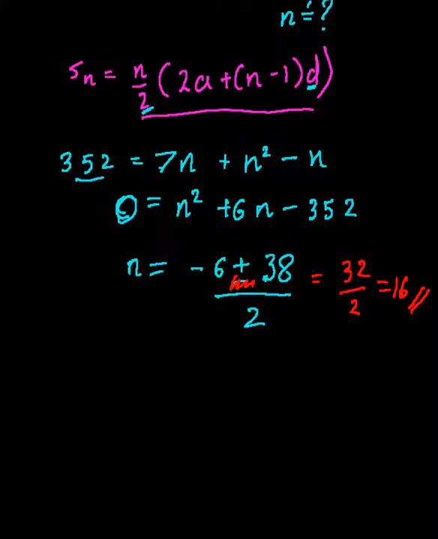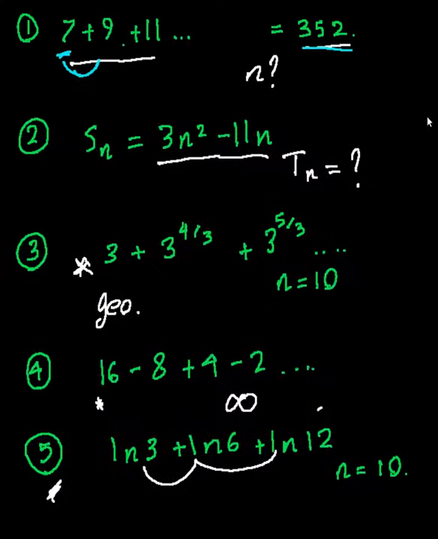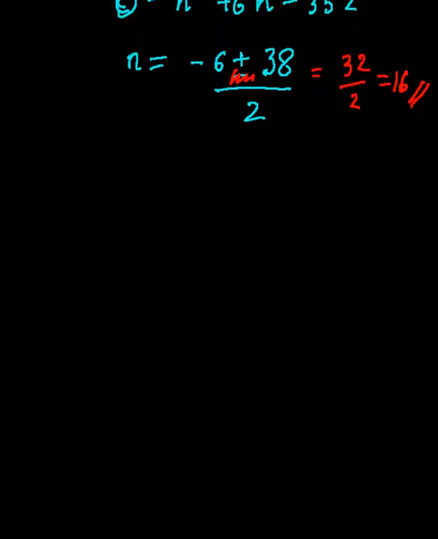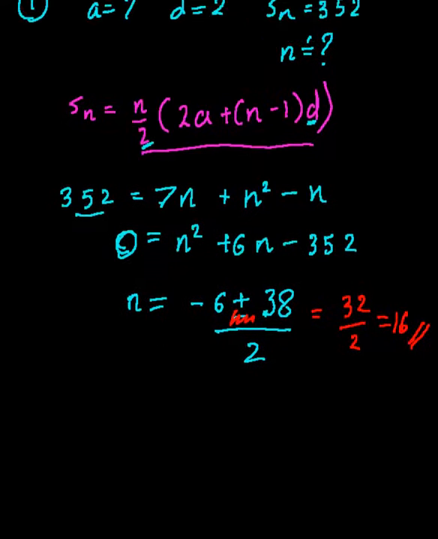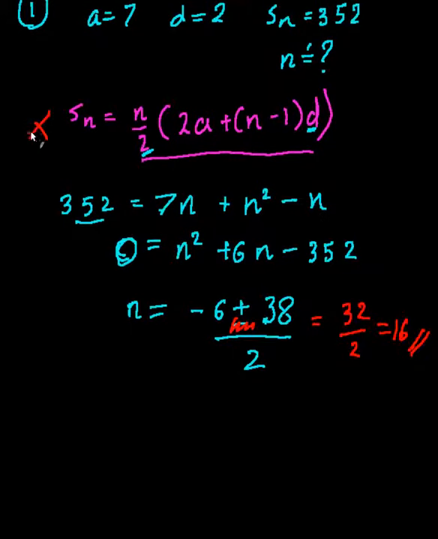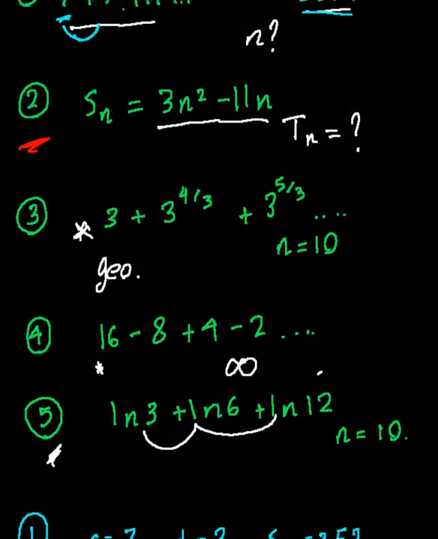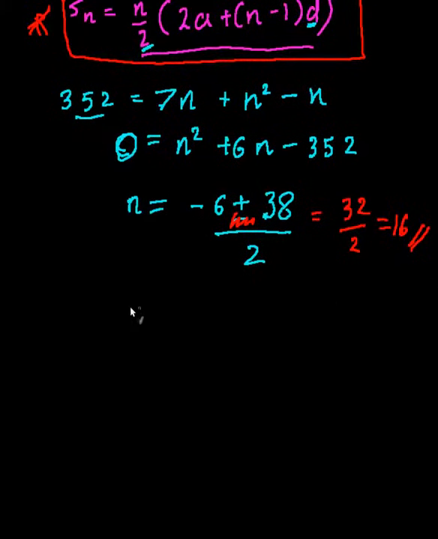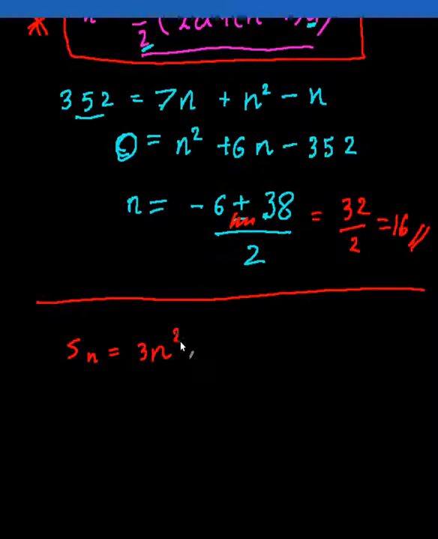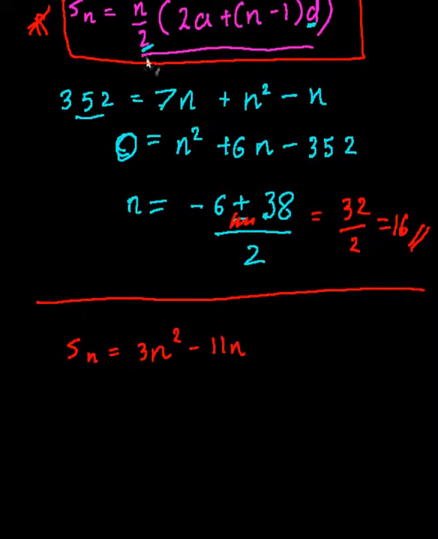Okay, question 2. Question 2 is asking me to find what is the Nth term for this guy. So I'm going to be needing this thing over here. Okay, so I have Sn is 3n squared minus 11n. Let me expand this thing out.